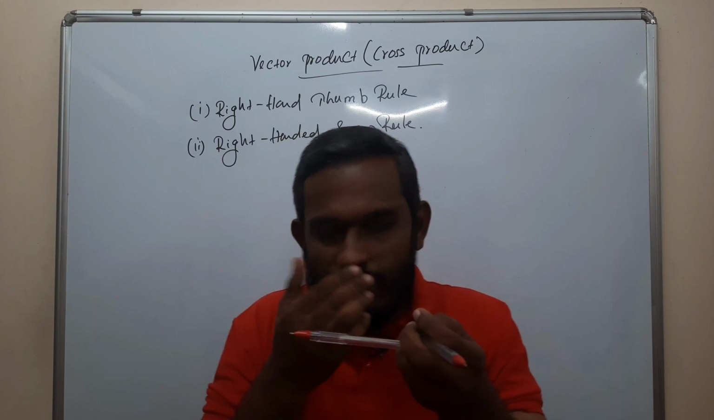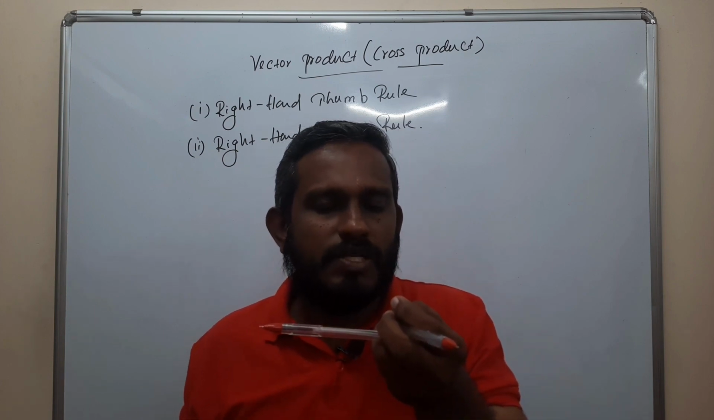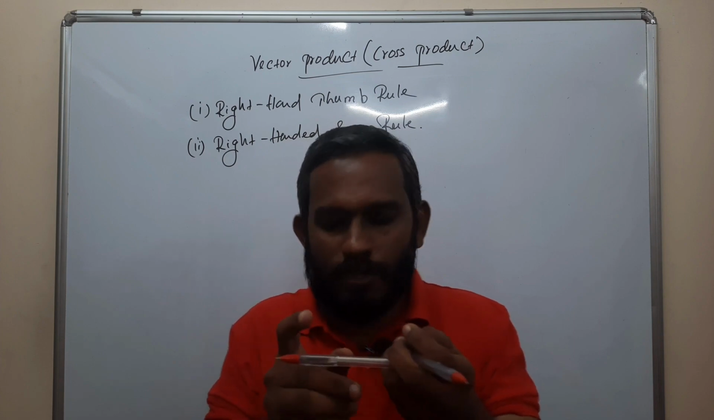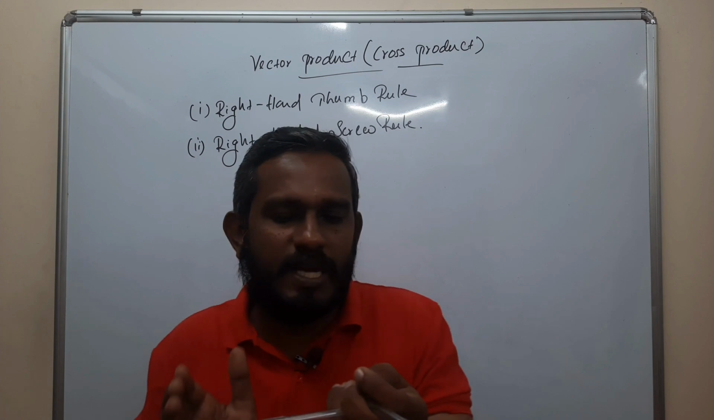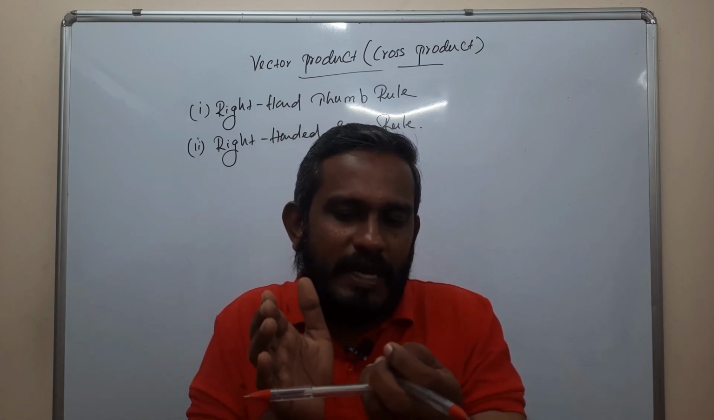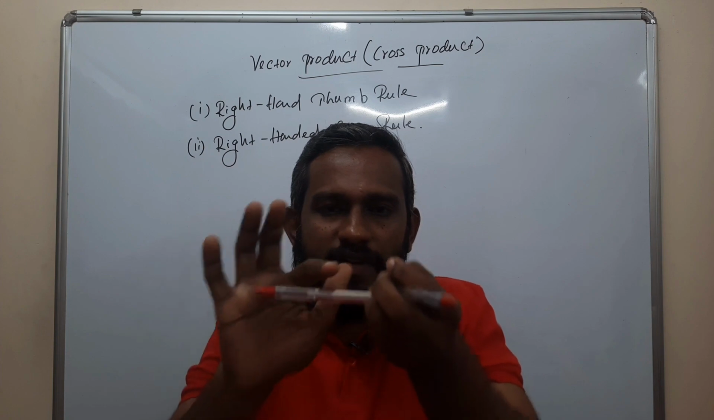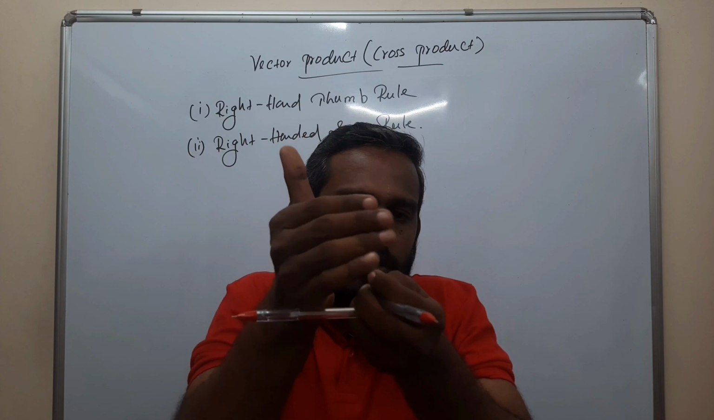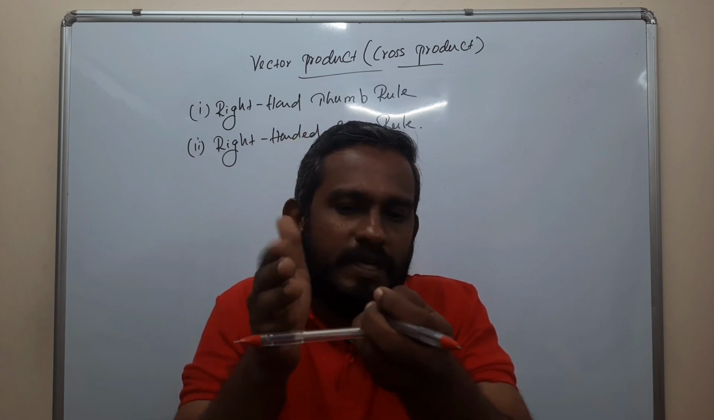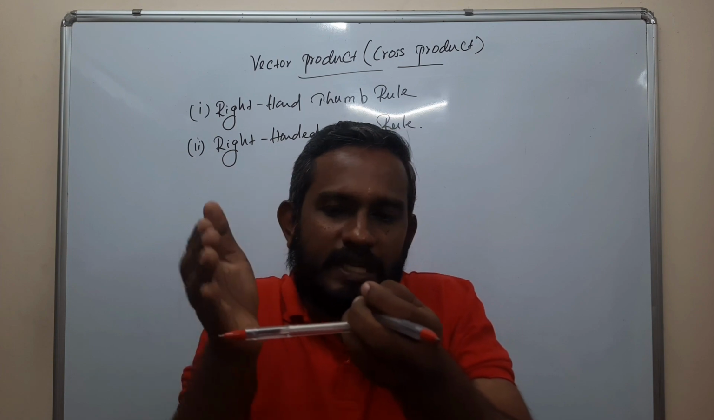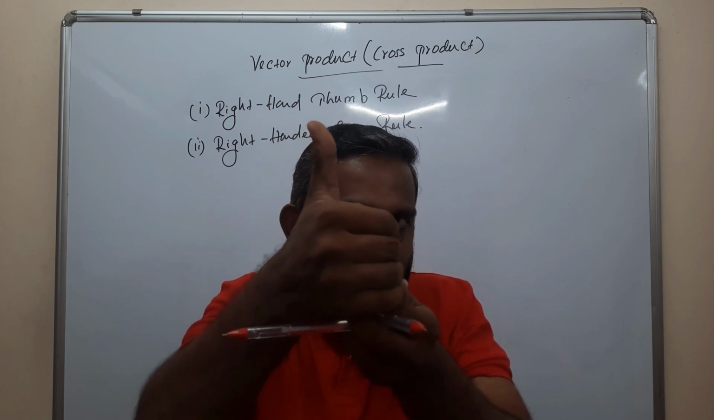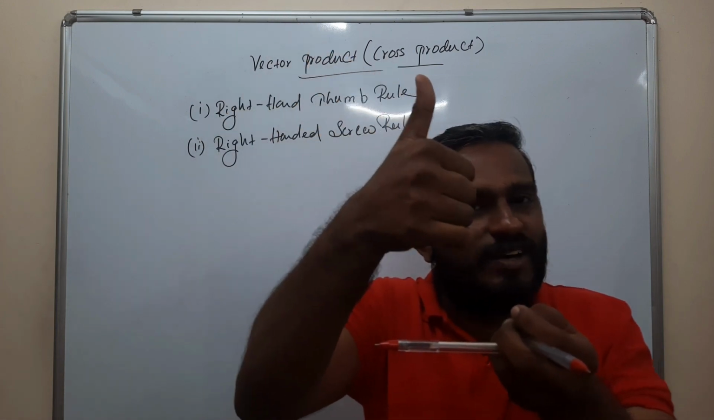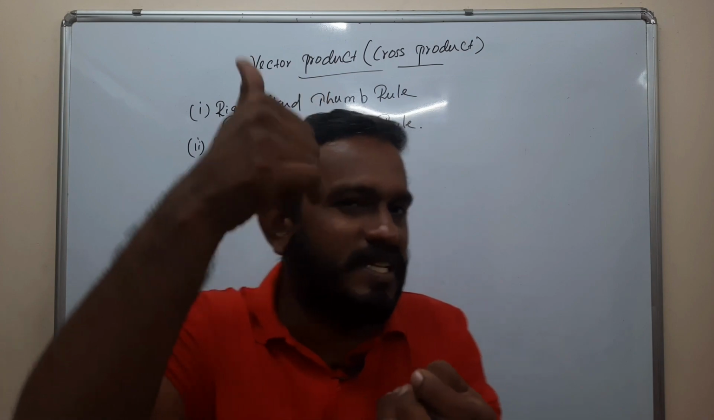So what does the right-hand thumb rule say? Suppose you want to find A vector cross B vector. Curl your fingers from A vector to B vector. So what is the direction of your thumb? It is upwards. The direction of the thumb gives the direction of the resultant vector.